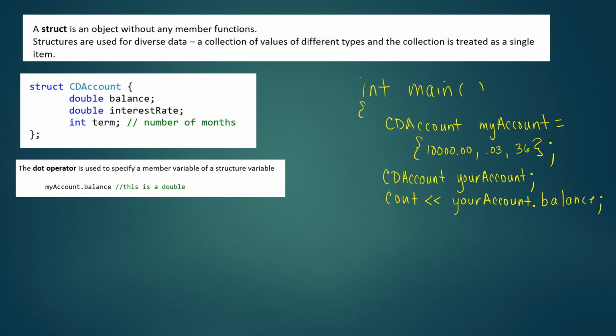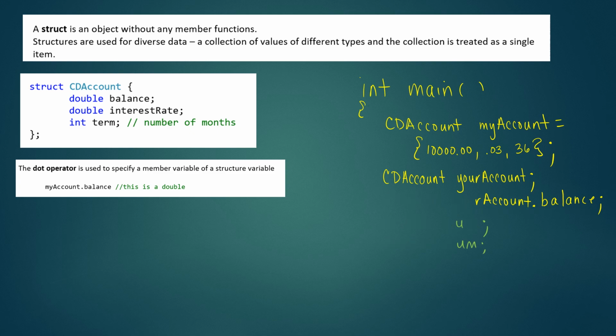This is the same thing as declaring a double called num, not giving any value to it, and then trying to print it onto the screen. Num is a double. Num has no value. Your account dot balance is a double and it has no value. So this is no good.